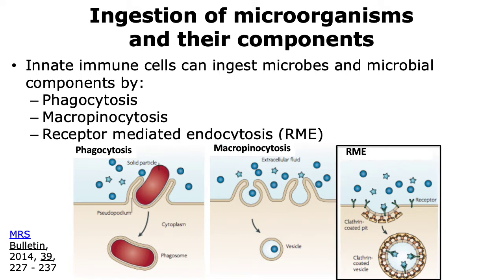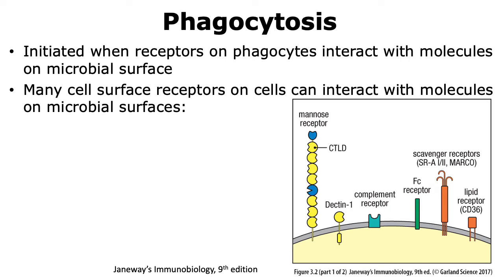The final one we're going to look at is receptor-mediated endocytosis. And this is a mechanism of uptake of specific particles using receptors that are present on the surface of the cell. Let us now first look at phagocytosis.